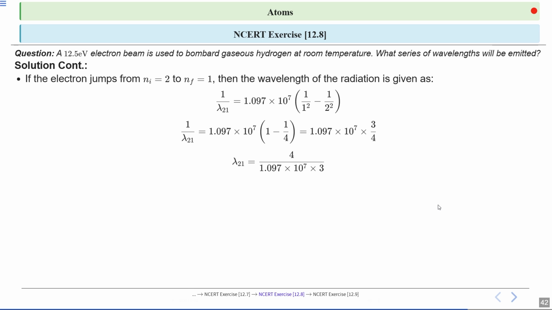To find lambda itself, we rearrange the equation. λ_21 equals 4 divided by (1.097 times 10 to the power 7 times 3). This step is just algebra, solving for lambda. After plugging in the numbers and calculating, we find that λ_21 equals 121.54 nanometers. This is in the ultraviolet region of the electromagnetic spectrum. It's important to note that this specific wavelength is characteristic of the Lyman series in hydrogen, which involves transitions down to the first energy level.